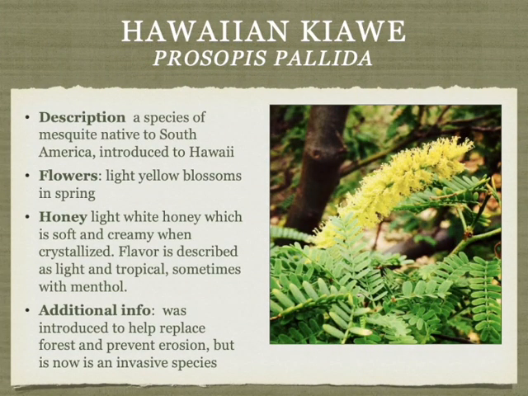Hawaiian Kiawe. This is a mesquite native to South America, but it was introduced to Hawaii for preventing erosion, to replace forest, and unfortunately now it has become an invasive species, crowding out many native species. The bees like to work this flower, and it is a great light white honey, soft and creamy. The flavor is described as light and tropical, sometimes with menthol, although I have not gotten the menthol character myself when I've tried this varietal.